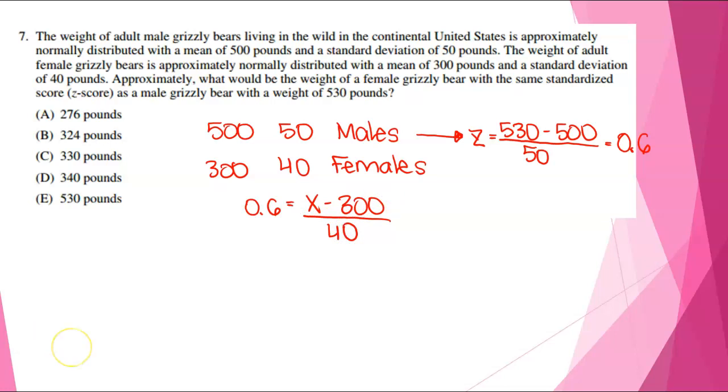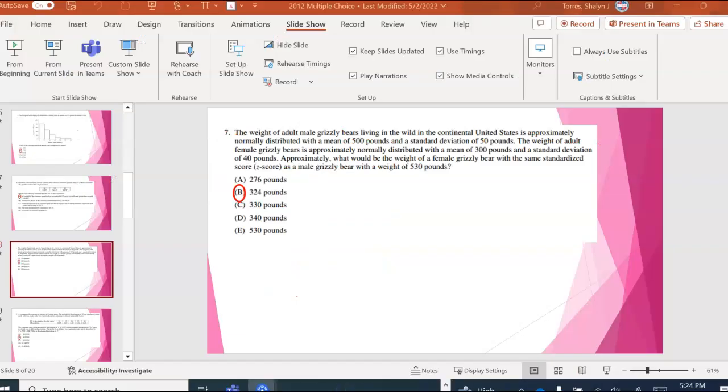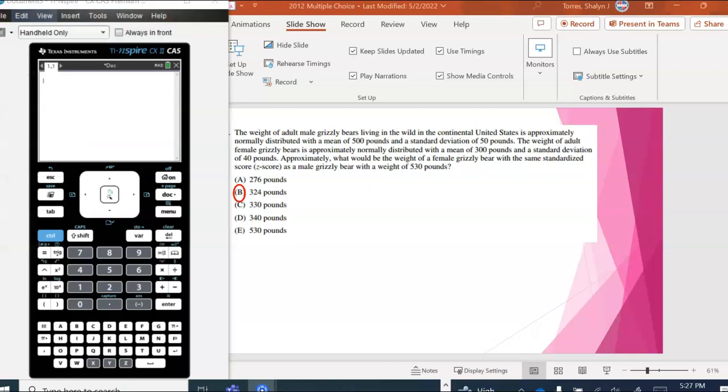females. To solve for x, I'm going to take 0.6 and multiply it by 40, and when I do that, I end up with 24 equals x minus 300. And to get x by itself, I'm just going to add that 300, so I end up with 324 equals x. So the weight of a female grizzly bear that is 0.6 standard deviations above the mean is going to be 324 pounds. Now, you could have also used your calculator.